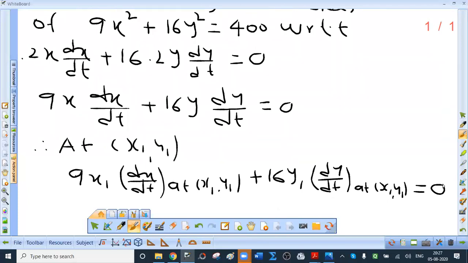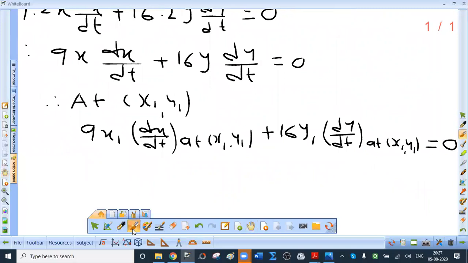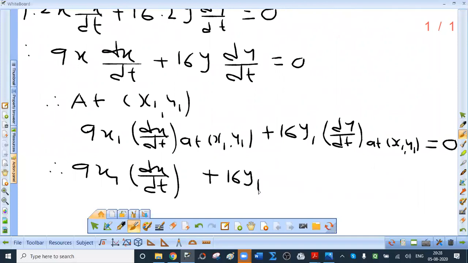Okay, so what I will do is, in the next step, I hope you have finished writing this. In the next step, I can say, therefore 9x1 dx/dt, actually I should write at x1 y1, plus 16y1, now I will write this as minus dx/dt. Why this is so? From 1.